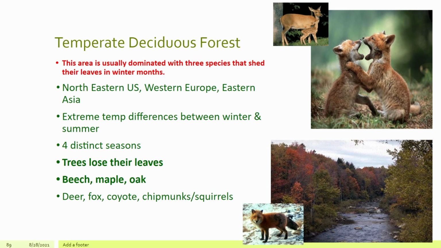A temperate or deciduous forest has organisms like a deer, a fox, a coyote, chipmunks, and squirrels. And they have trees that lose their leaves, such as the beech, the maple, the oak. They tend to have extreme temperature differences between the winter and the summer, with 4 distinct seasons. Northeastern US, Western Europe, and Eastern Asia have areas that contain temperate or deciduous forests. Again, this area is usually dominated with 3 species that shed their leaves in winter months, and again, those are the beech, maple, and oak.